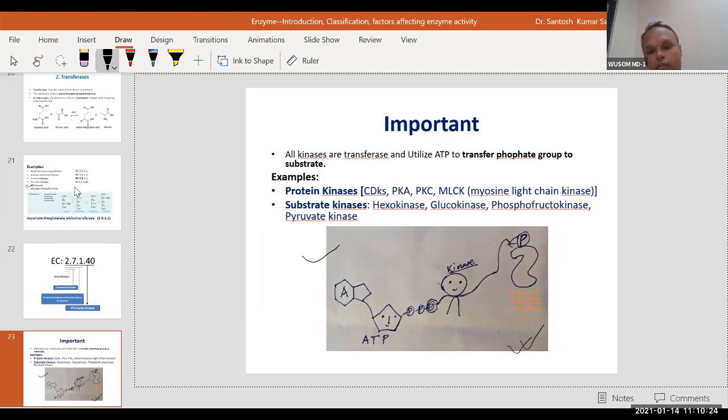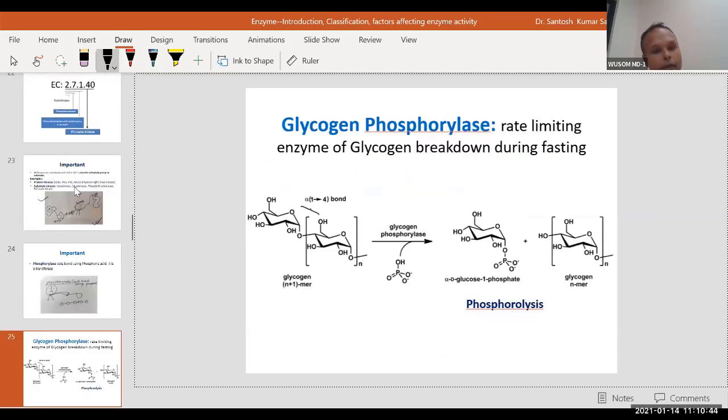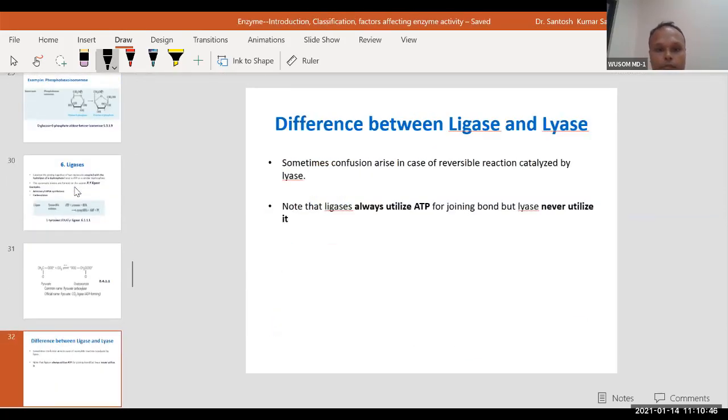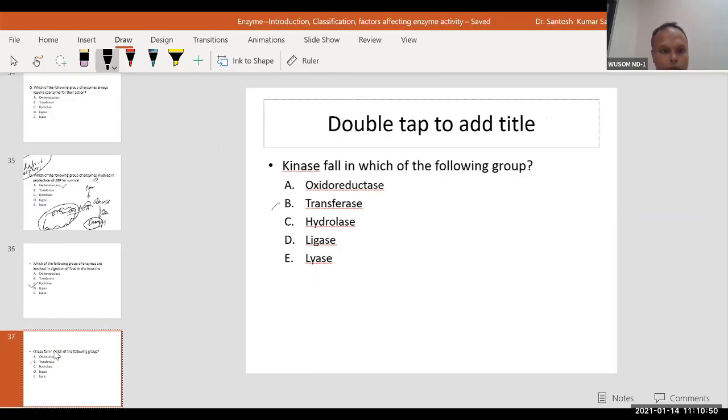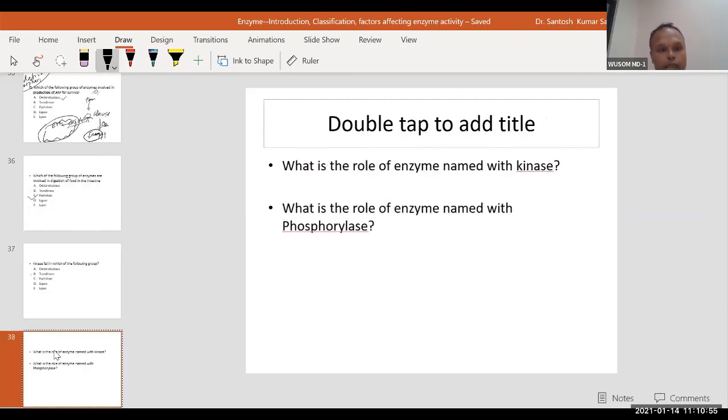Why? In order to show that this person transfers phosphate from ATP. Understand this ATP. I have also animated this ATP so that you will remember the rough structure of ATP subconsciously. I don't want to be specific about the structure, but if you remember the structure, you will remember the concept. Okay, so you have done hydrolase, kinase, all kinases are transferase.